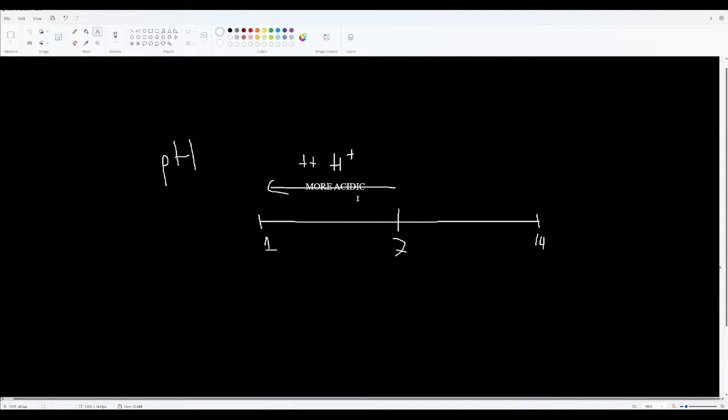As we gain protons, we get more acidic. Sorry, no, I wish I could have done that better. Okay. More acidic. There we go. So as we're going this way, we're getting more acidic. And as we're going this way, we are losing concentration of protons. So we are getting more basic.